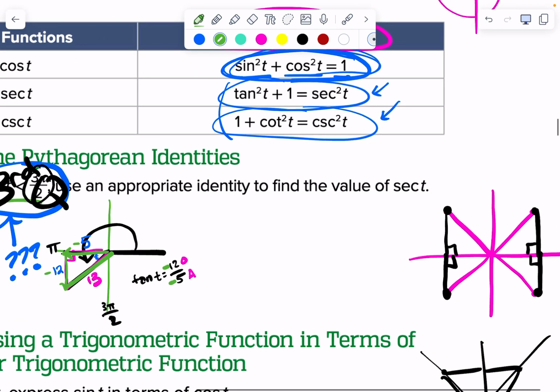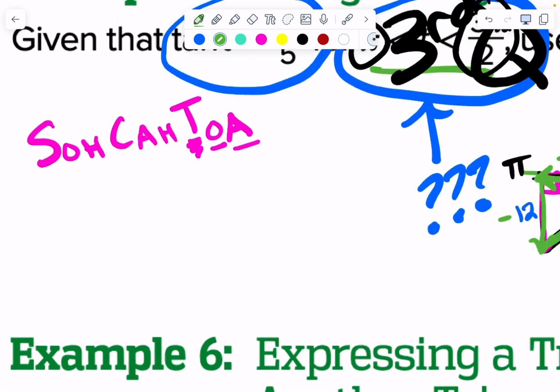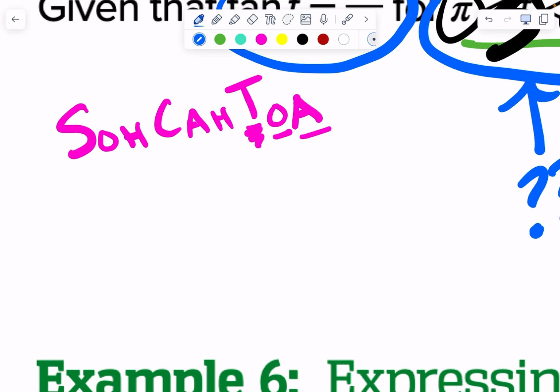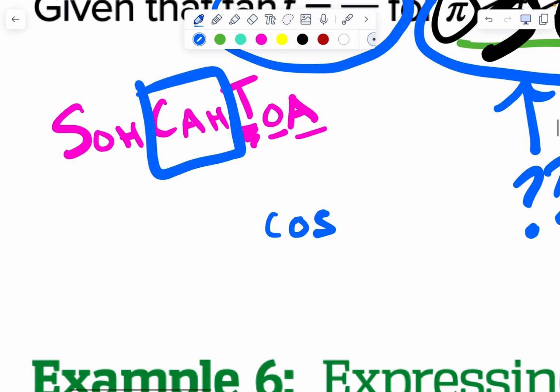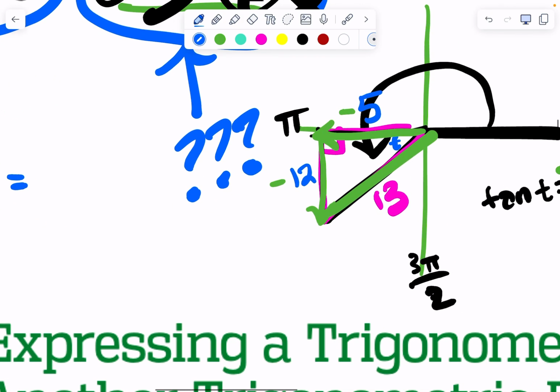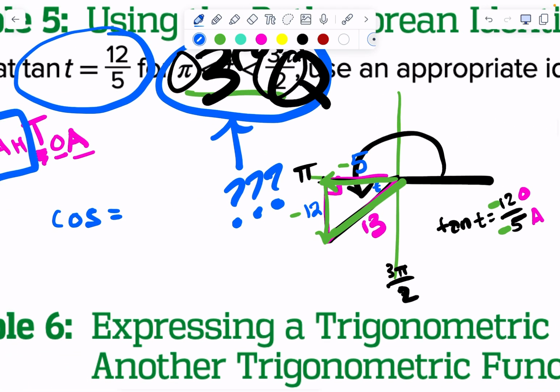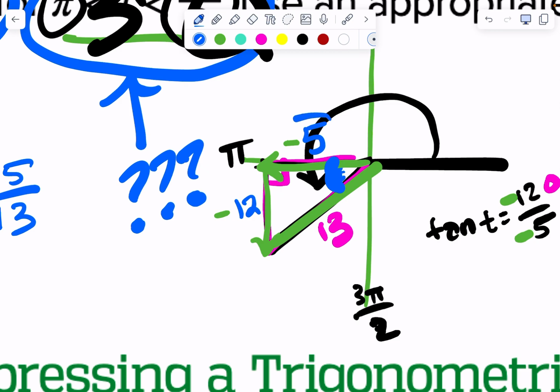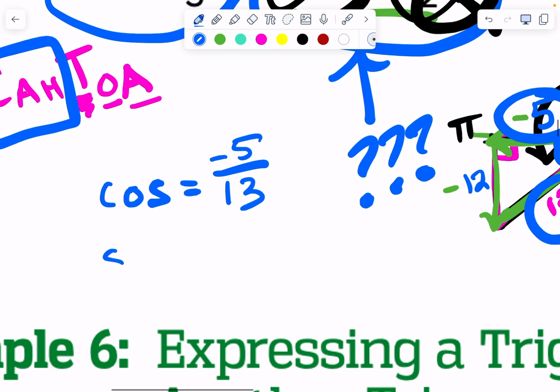All right, what are we even trying to find? We're trying to find the value of secant. Which one does secant go with? Cosine. So if cosine is the adjacent over hypotenuse, which side is the adjacent side? Here's where T lives. The side that's adjacent to it is -5. The hypotenuse side is 13. So if we're trying to find secant, secant will be 13 over -5.